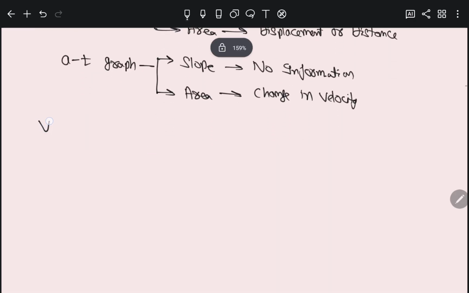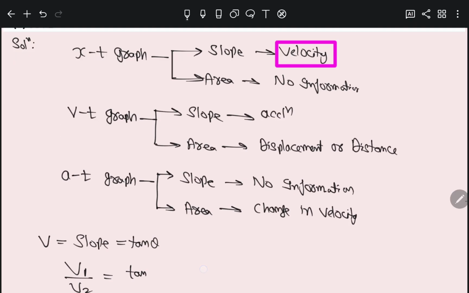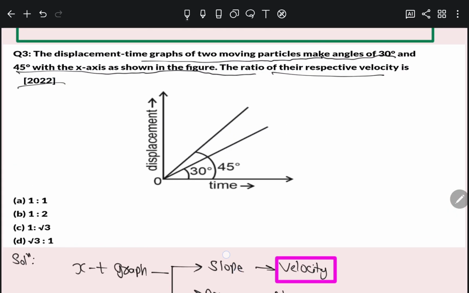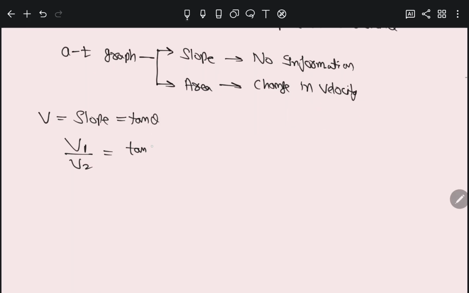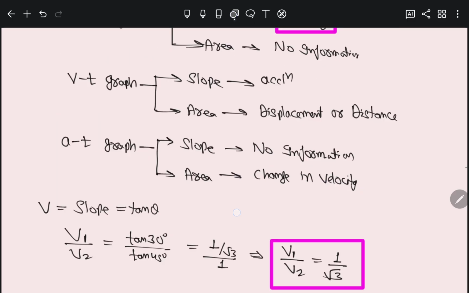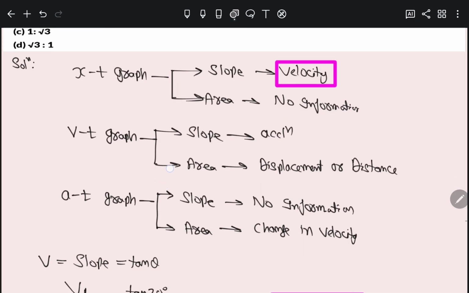So in this graph, if you find the slope, the slope is basically tan theta. So the ratio of their velocity is tan 30 degree to tan 45 degree. Tan 30 degree is 1 by root 3, tan 45 degree is 1. So the ratio of their velocity v1 by v2 is 1 by root 3. So which option is correct? Option C.